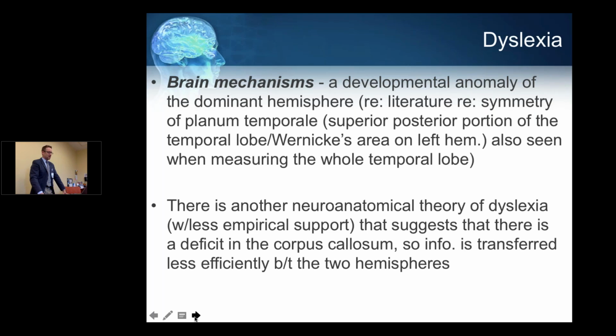Brain mechanisms. In here, there's a developmental anomaly in the dominant hemisphere, right? That would be the language-based hemisphere. And specifically, there's asymmetry in the planum temporale, which is in the back. Okay, so here's your brain. My hand's your brain. Here's your temporal lobe right here, my thumb. Frontal lobe, brainstem. Okay? On this temporal lobe, right here in this angle, there's a place called the angular gyrus that has to do with hearing.